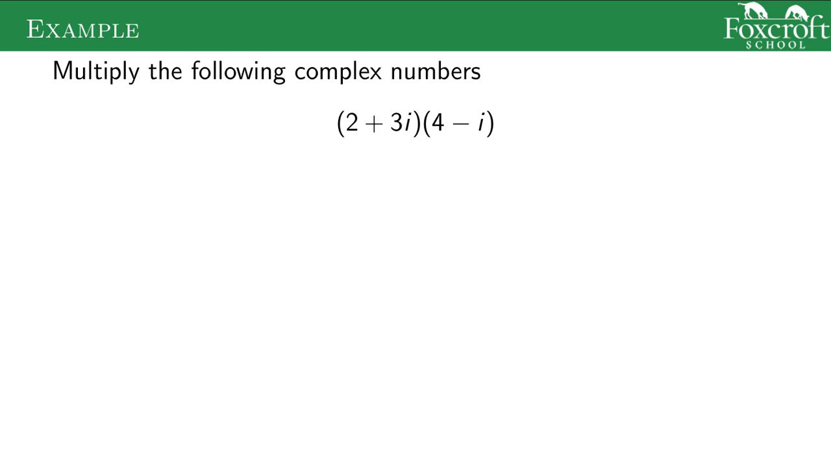So how do we multiply things? We've done this before. If we're multiplying two things by two things, this is where we use FOIL. We just have to remember the pattern of FOIL: first, outer, inner, last. So we multiply the first terms together: 2 times 4 is 8. Then the outer terms: 2 times minus i is minus 2i. Then the inner terms: 3i times 4 is positive 12i. And then the last terms: 3i times negative i is going to be negative 3i squared.